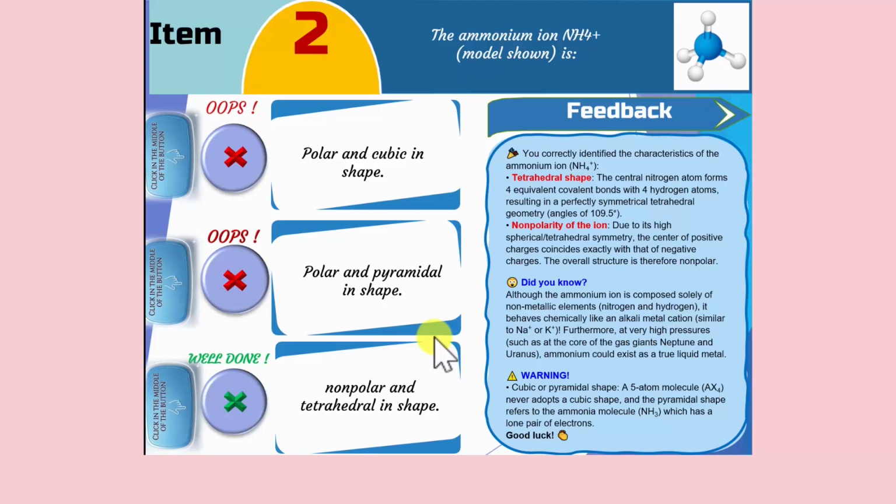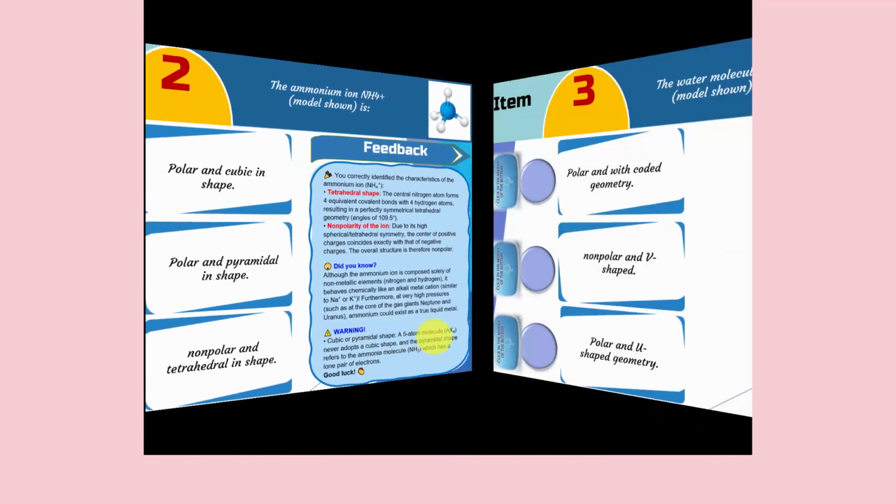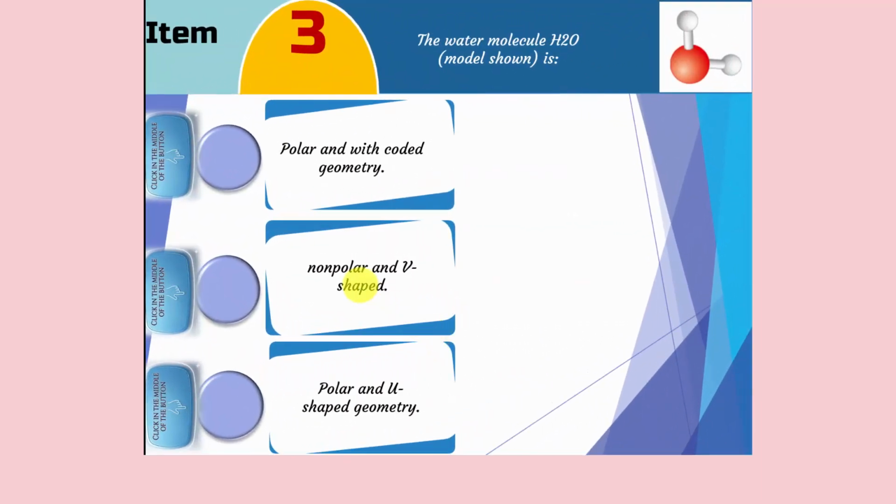The cubic and pyramidal options are incorrect. Cubic geometry does not apply to this four-bond arrangement, while pyramidal geometry describes ammonia, NH3, which has a lone pair of electrons. The correct answer is polar and V-shaped or bent geometry.